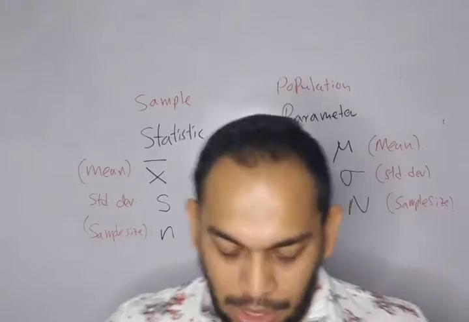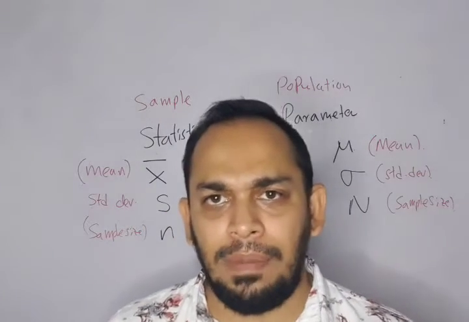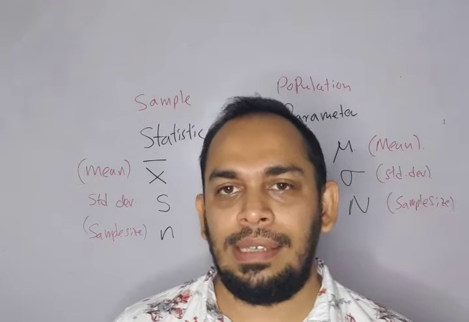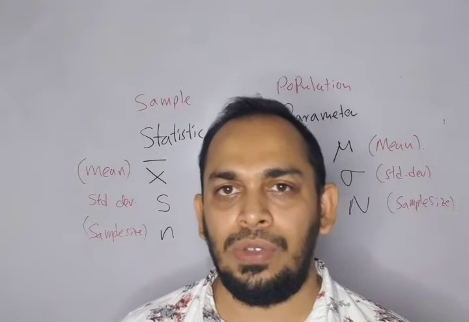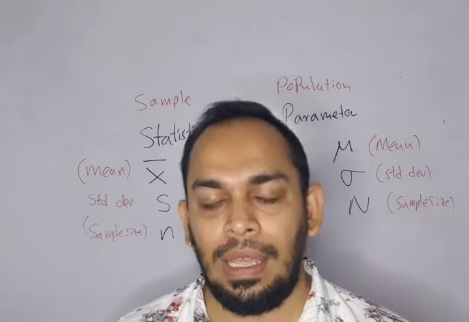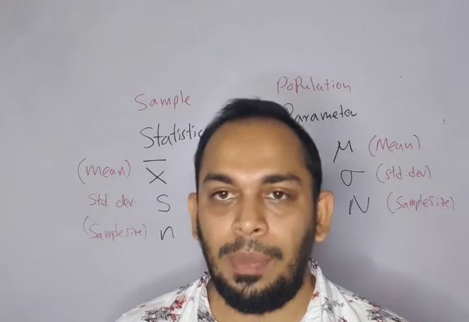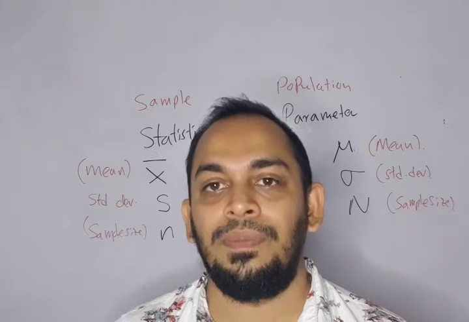So in the previous video, we made the distinction between a statistic and a parameter. A statistic will describe a sample. A statistic is used to get an idea about a sample. Then a parameter is used to get an idea about the population, which includes the sample.